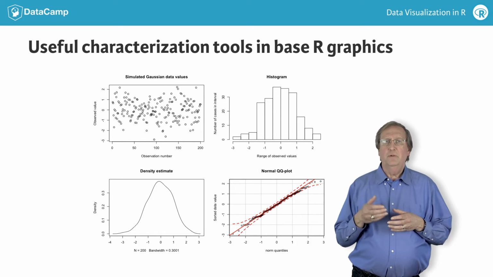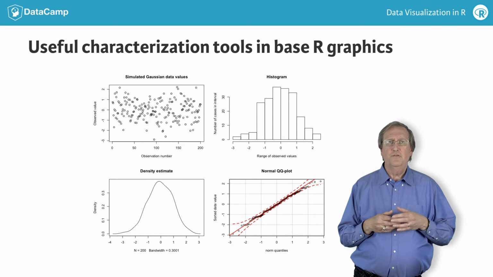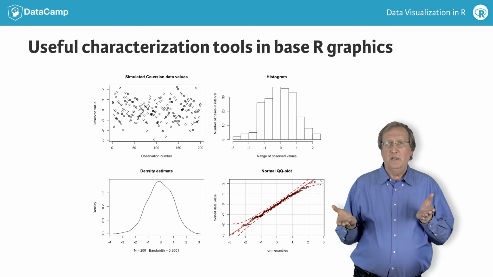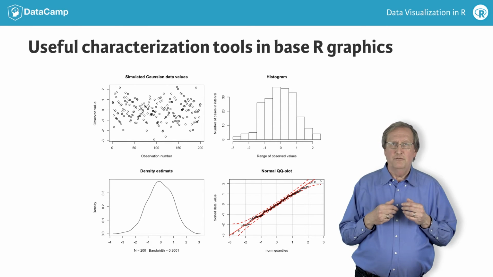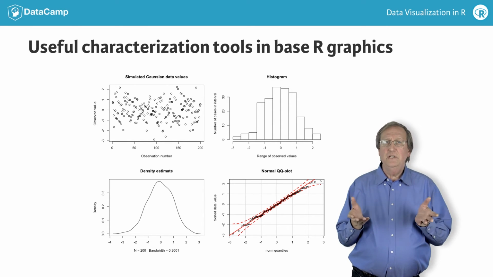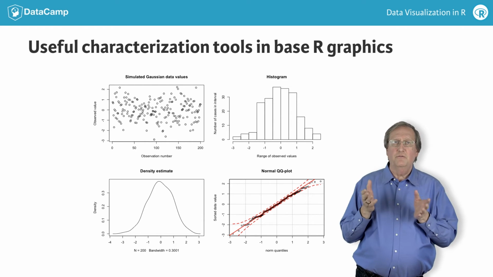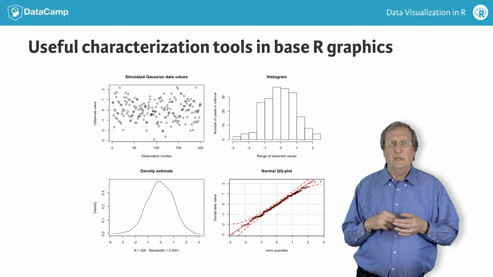The lower right shows a normal QQ plot, not as well known as these other tools, but extremely useful. It is constructed by first sorting the data values from smallest to largest, and then plotting them against an x-axis derived from the Gaussian distribution. For Gaussian data, these sorted points should be very close to the solid reference line shown in this plot.